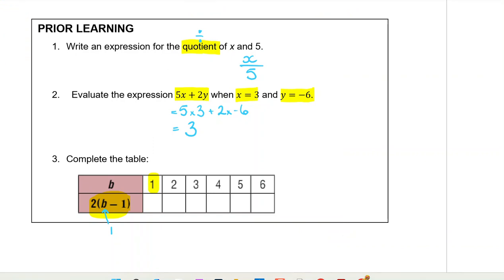Okay, then you want to go down the line and change the b now to be the number 2. So we're going to put a 2 in here. So it will be 2 bracket 2 minus 1. Put that into your calculator and you'll get a 2. Then change to a 3, and each time as you go down, you're going along to the next number. So 2 bracket 3 minus 1, that's 4. 2 bracket 4 minus 1 makes 6. 2 bracket 5 minus 1 will be 8, and the last one will be 10.